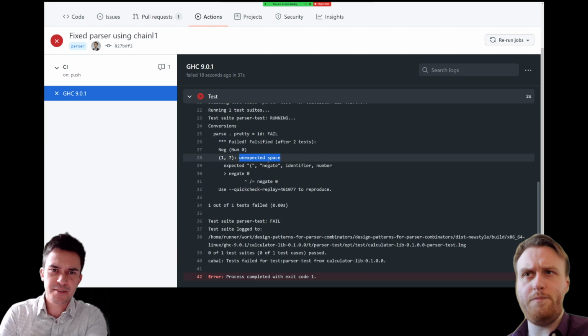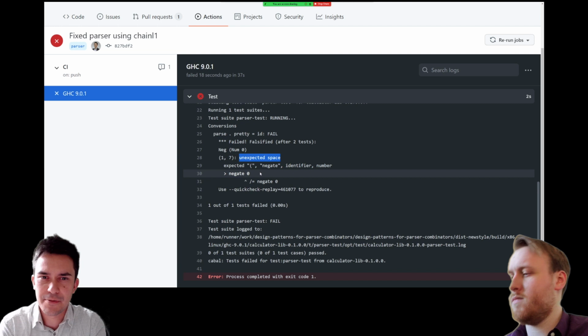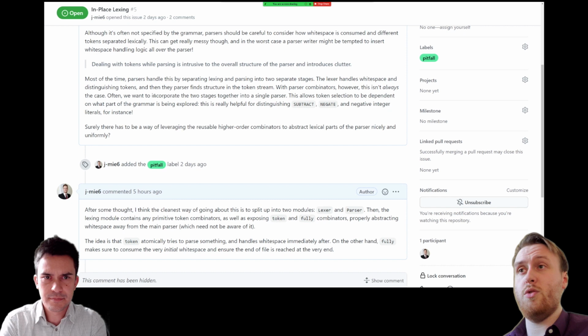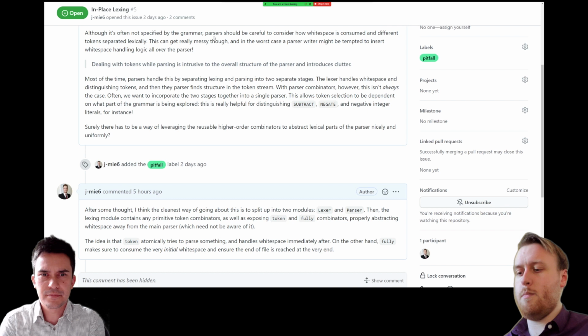Unexpected space. Oh, I see what's happening. No, I haven't done anything with white space at all. I kind of just naively followed the BNF and forgot all about spaces, really. Right. Okay. There's also an issue for this as well, which gives us a little bit of guidance. So yeah, you haven't actually dealt with the tokenizing part. Usually parsers are parser and lexer. In parser combinators, they're usually done at the same time, so there isn't two separate stages, which is probably why you've forgotten to handle white space.